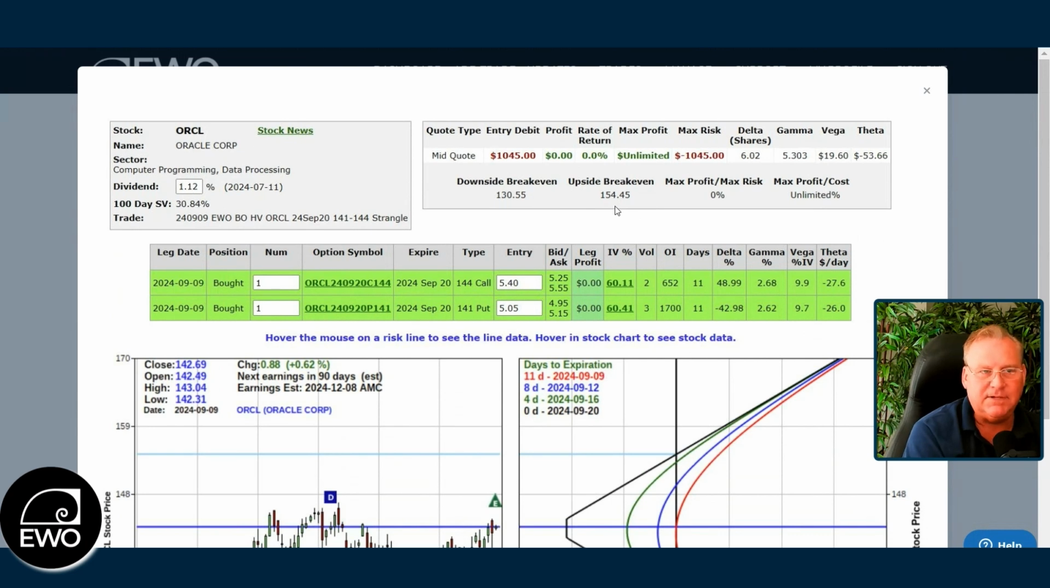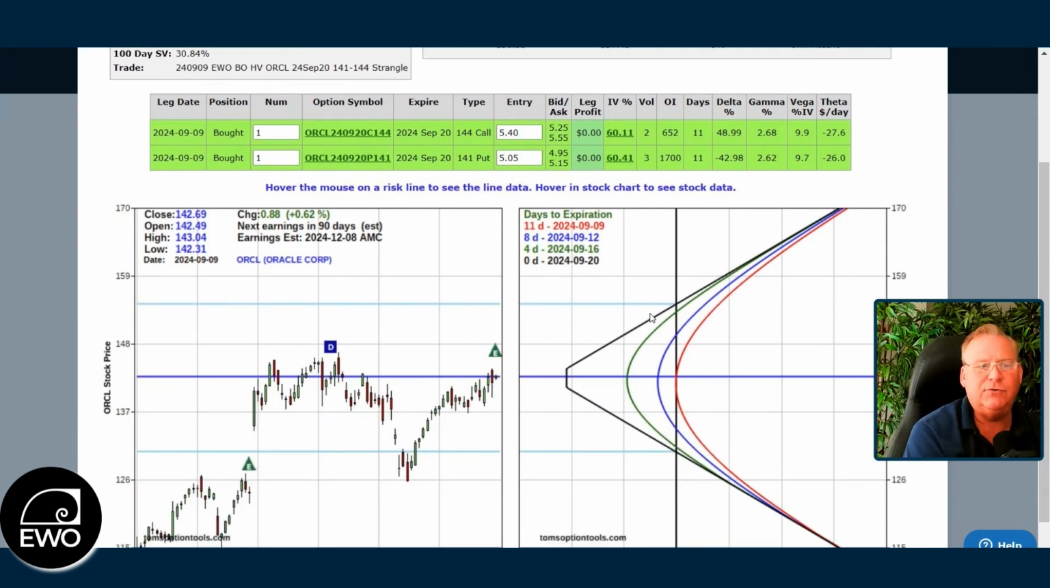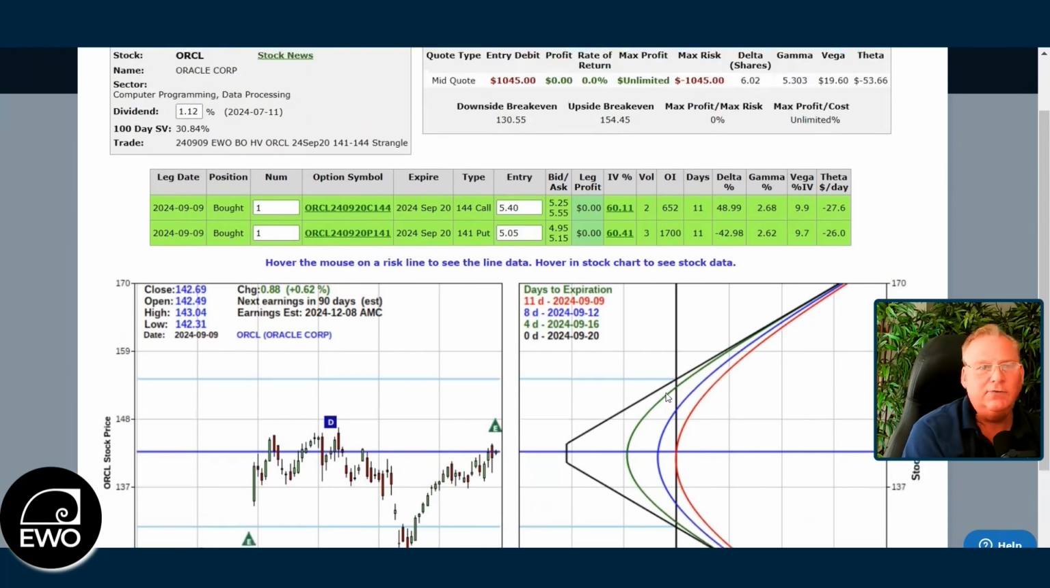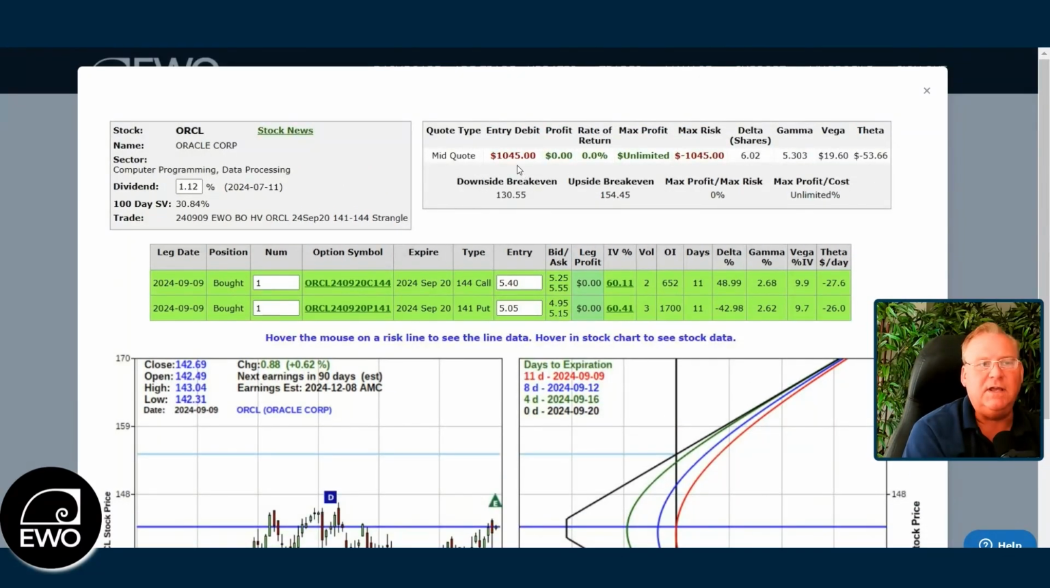154.45 on the upside. We have to get above those two levels, and that's where the light blue line dissects from the risk graph over into the chart. Those are the break evens, the upper break even and the lower break even. All right. So the trade went out. Now notice the entry debit is $1,000.